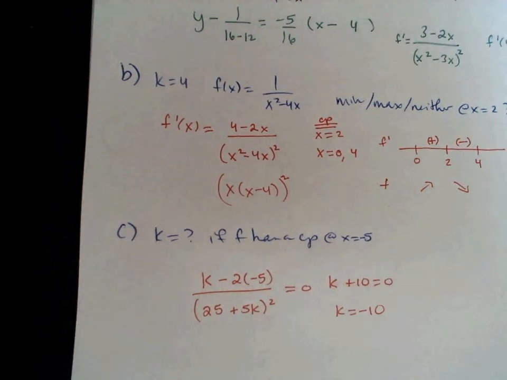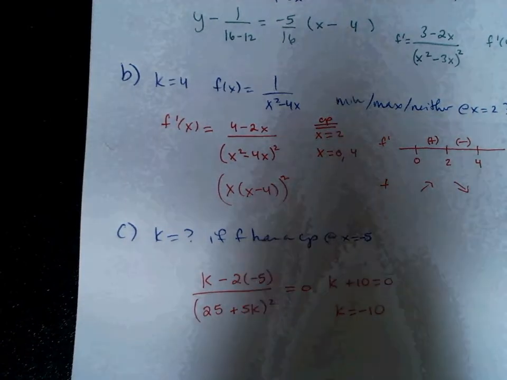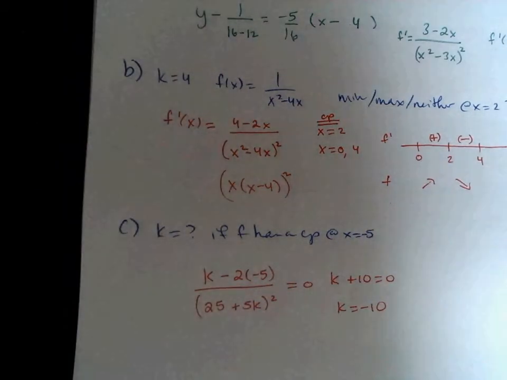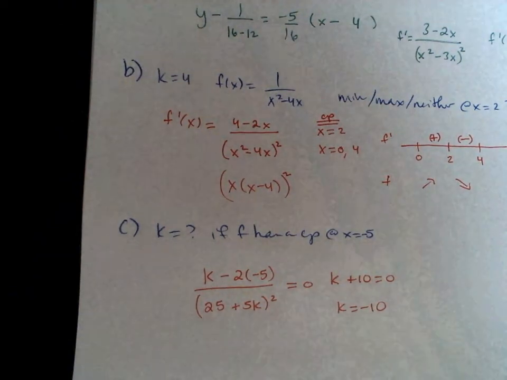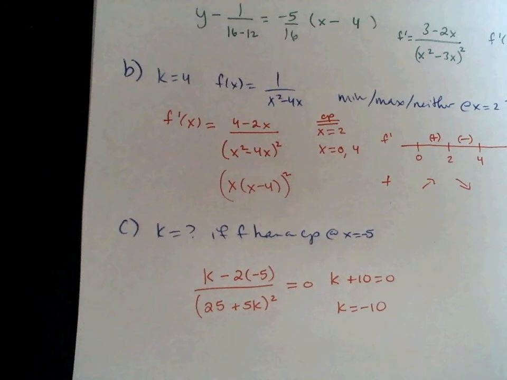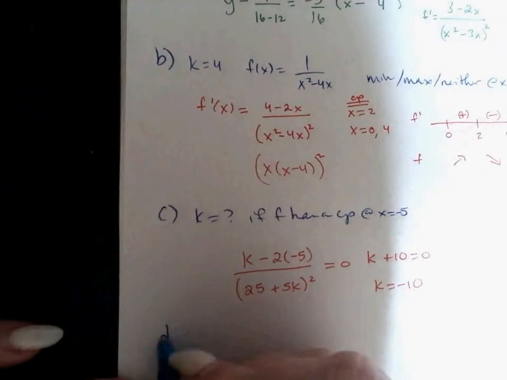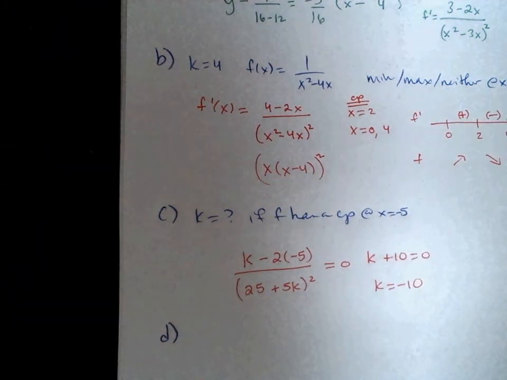You could say it's undefined if k equals negative 5. Interesting. The denominator is 25 plus 5k. If k is negative 5, then this is undefined, so I don't know why they wouldn't identify negative 5 as also a value of k for which you have a critical point. But they only addressed the numerator. Interesting. Okay. Part D.